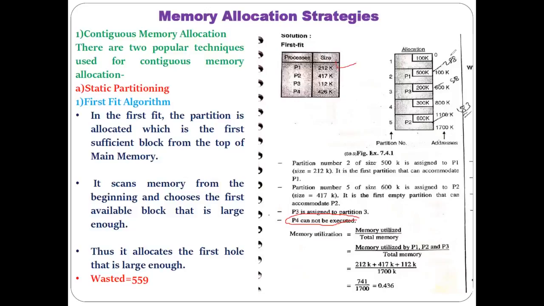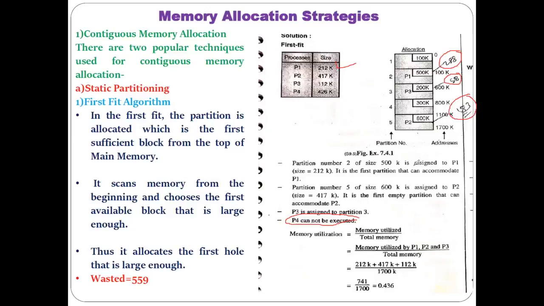Now, if you see partition number 2, where we allocated the 212K size process, there is unused memory of 288. In partition 3, the unused memory is 88. In the next block, the unused memory in case of partition 5 is 183.